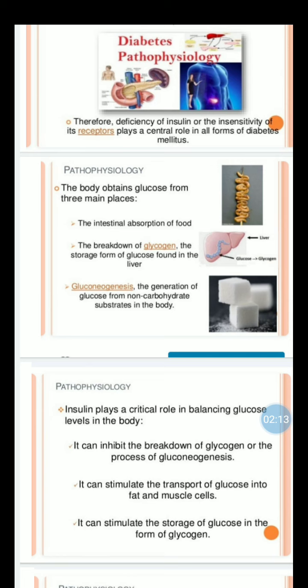I am repeating, there are three main sources. First, intestinal absorption of food. Second, breakdown of glycogen. What is glycogen? It is the storage form of glucose, which is found in the liver. Third, gluconeogenesis, the generation or production of glucose from non-carbohydrate substrates in the body.